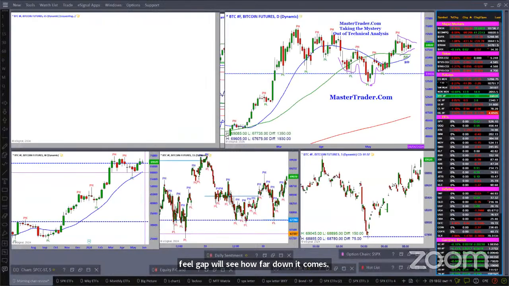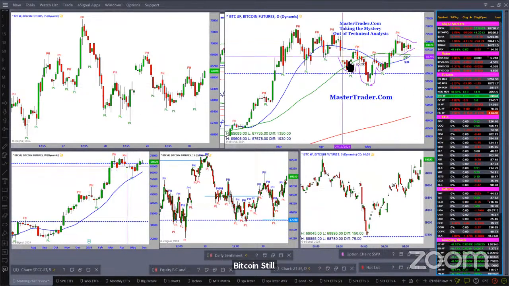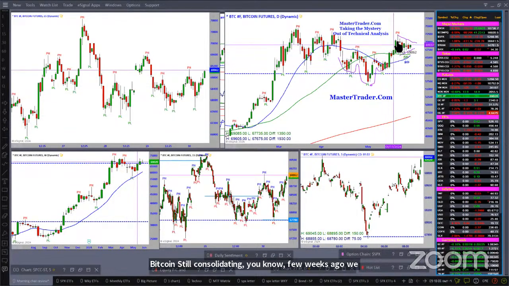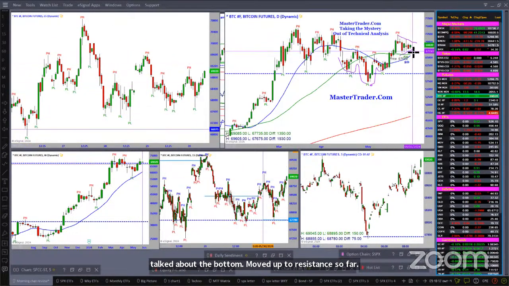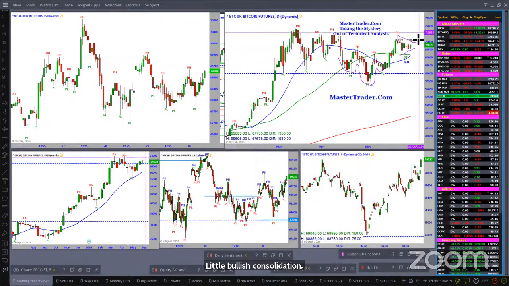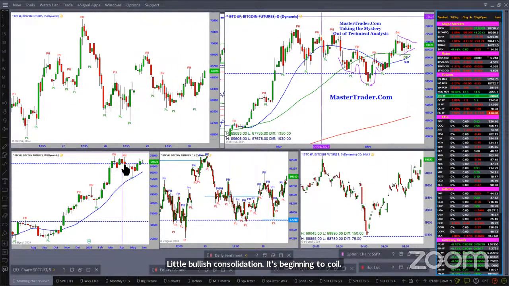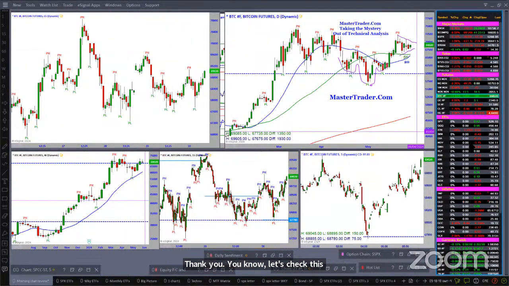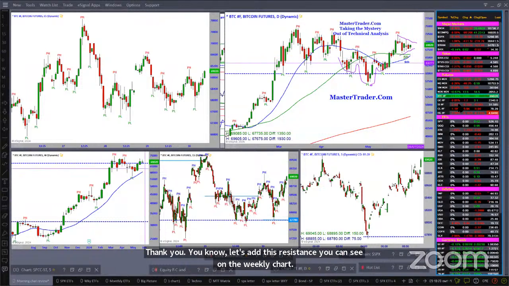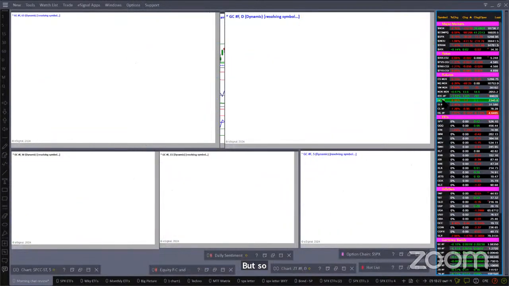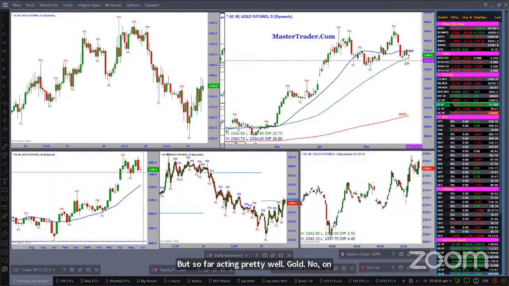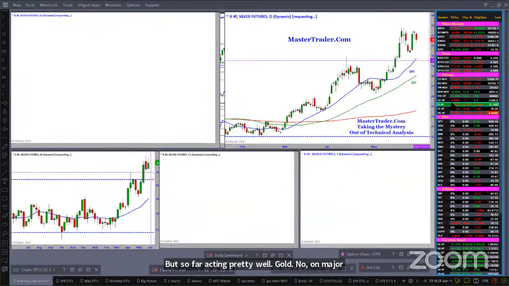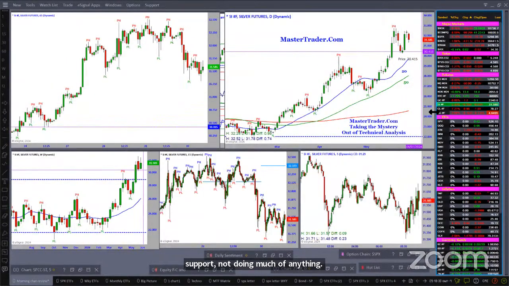Bitcoin still consolidating. A few weeks ago we talked about the bottom, moved up to resistance so far, little bullish consolidation. It's beginning to coil. I think it should go up. It's at this resistance you can see on the weekly chart, but so far acting pretty well. Gold, on major support, not doing much of anything. Silver leading the way. Got to consolidate a little bit.